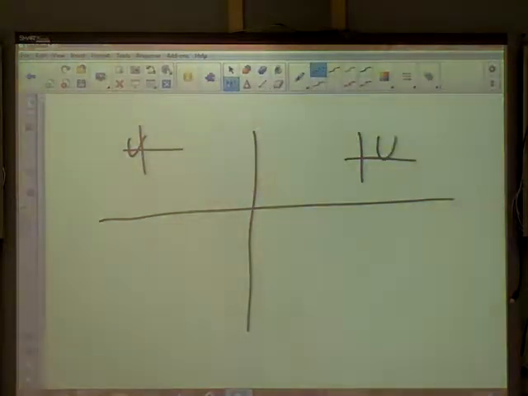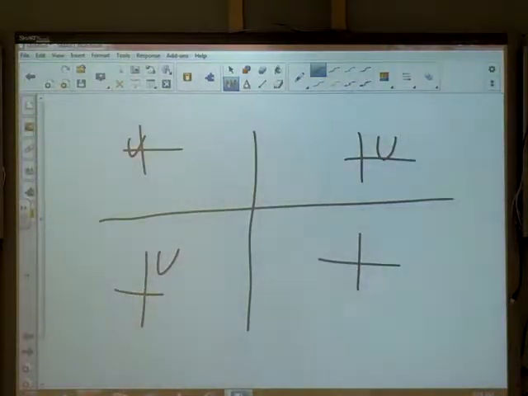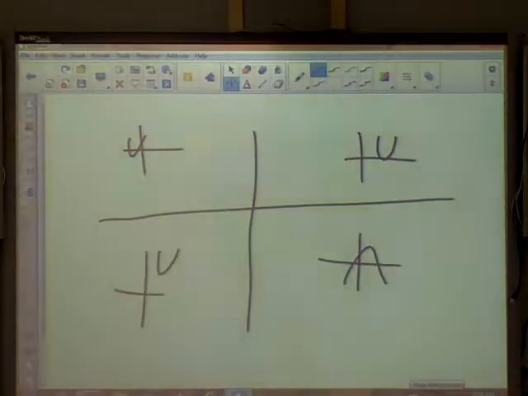There's number 8. There's number 9. And number 10. All right. It says use the graph to determine the number and type of solutions.